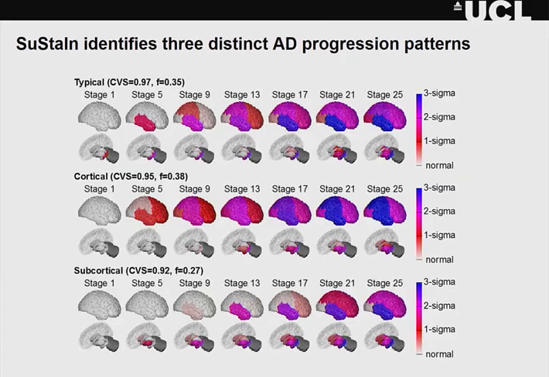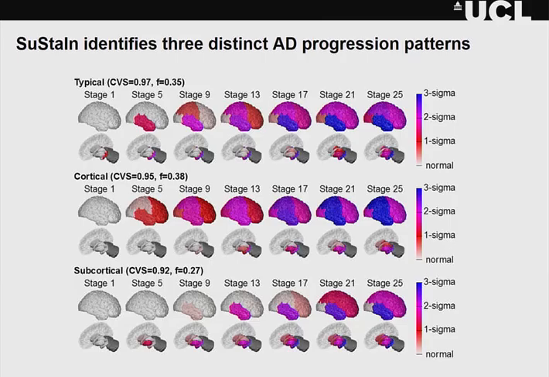So what we found was that SuStaIn identified three different Alzheimer's disease progression patterns. Here again, each row is a different subtype, and going from left to right are the different stages of the model, with the regions being colored according to their Z-score, with 1 in red, 2 in magenta, and 3 in blue.